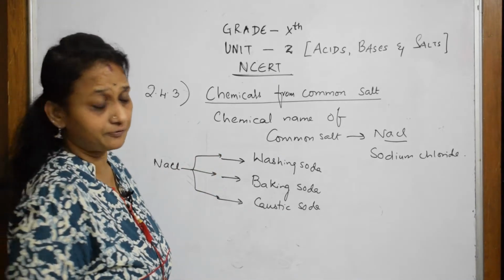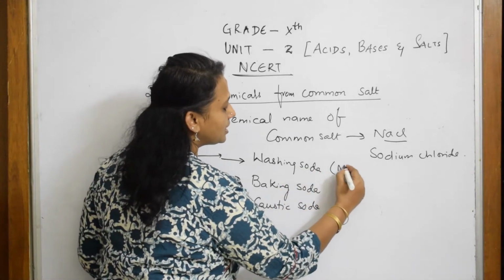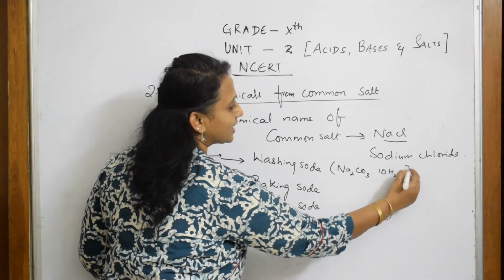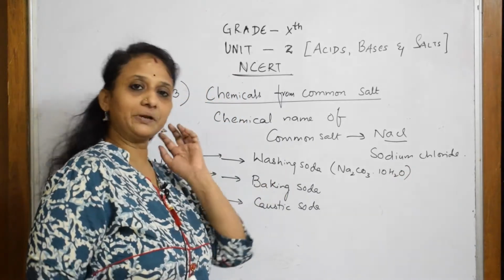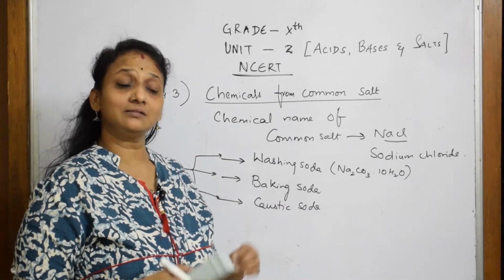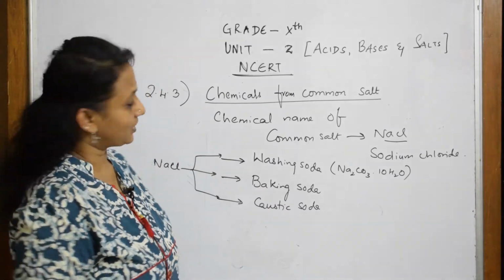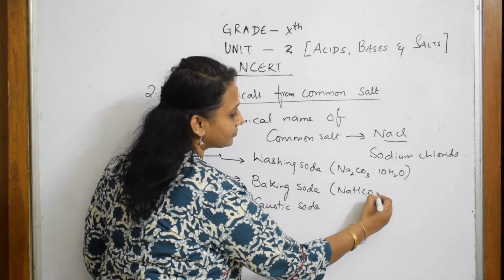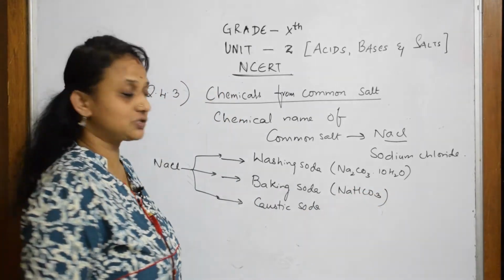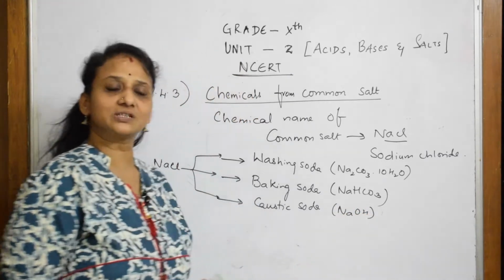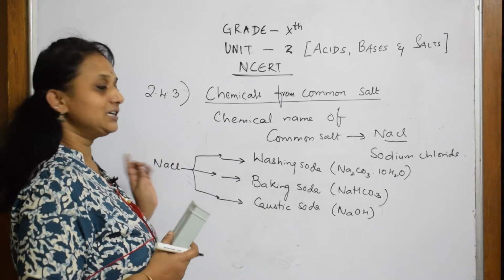If I have to write the formula, washing soda formula is Na2CO3.10H2O, decahydrate. We'll be learning the preparation of this, we'll be learning the uses of that, in an animated form also, right? Baking soda formula is NaHCO3. When it comes to caustic soda, the formula is NaOH. So for all these compounds, the basic raw material is sodium chloride.